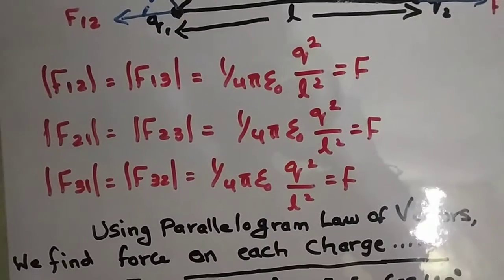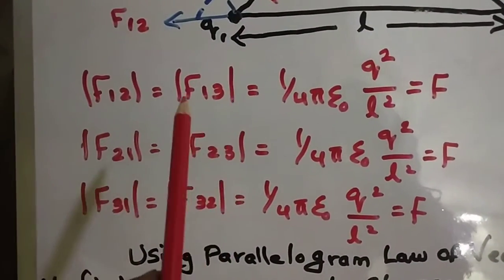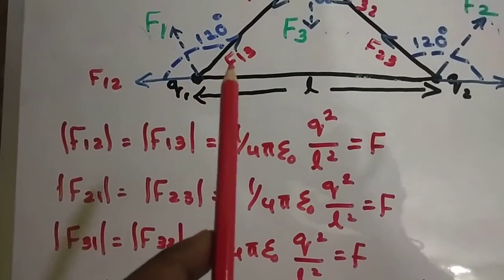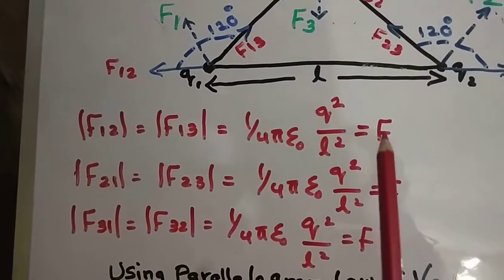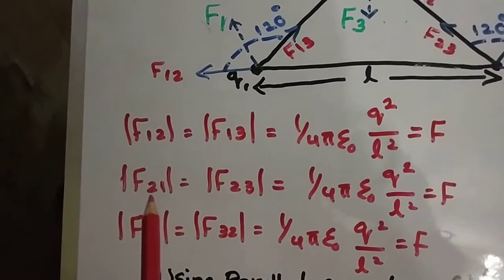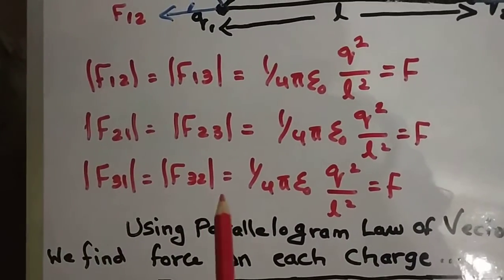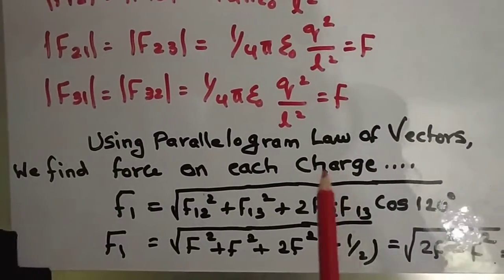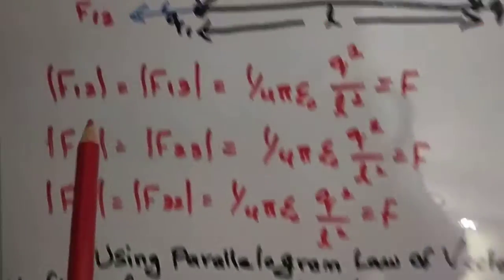Now we are going to find the magnitude of F12 and F13, that is 1 by 4 pi epsilon naught into Q into Q, so Q squared by L squared, is equal to F. That is Coulomb's inverse square law, which we are applying. The magnitudes of F21 and F23 are found as F, and the magnitudes of F31 and F32 are found as F. Now we are going to apply the parallelogram law of vectors to find the force on each charge. So to find F1, we take this angle as 120 degrees.